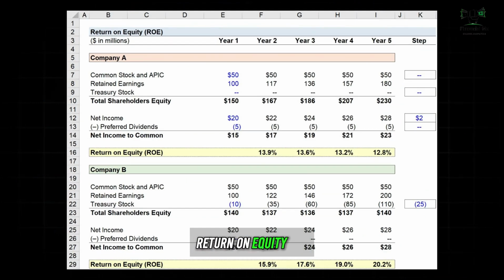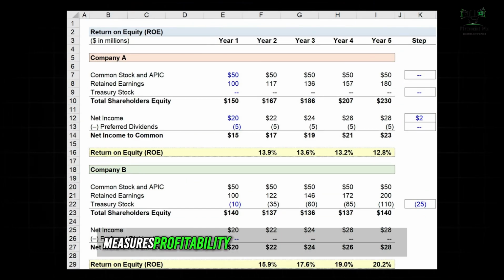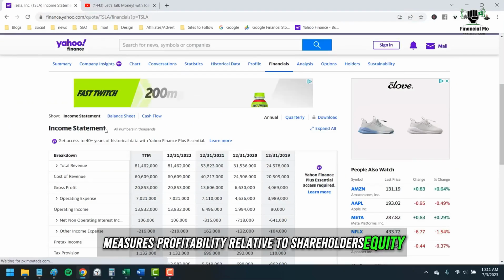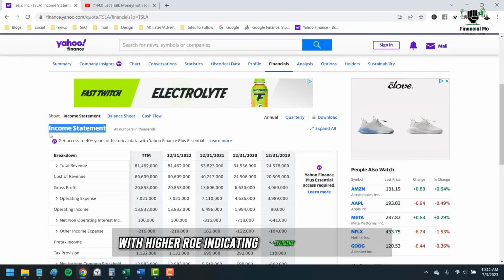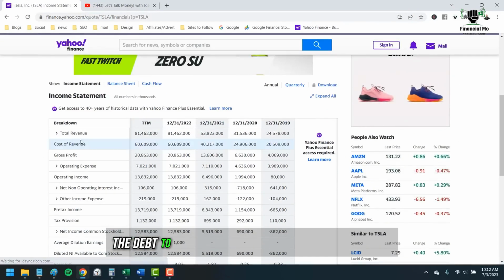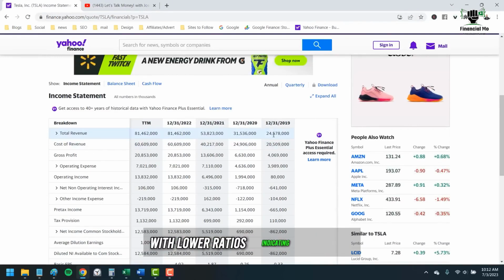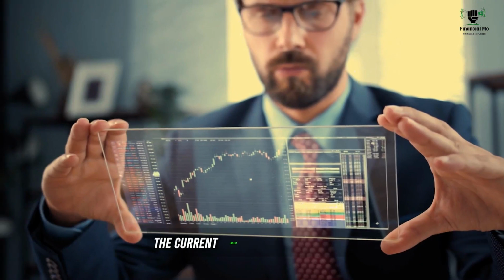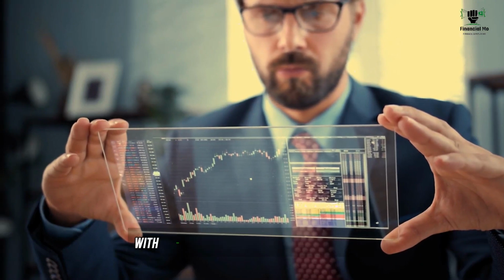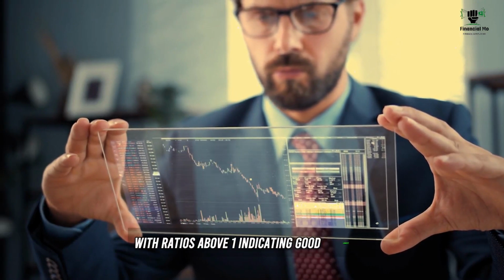Return on equity, ROE, measures profitability relative to shareholders' equity, with higher ROE indicating efficient use of capital. The debt-to-equity ratio assesses financial leverage, with lower ratios indicating less risk. The current ratio measures liquidity, with ratios above 1 indicating good liquidity.